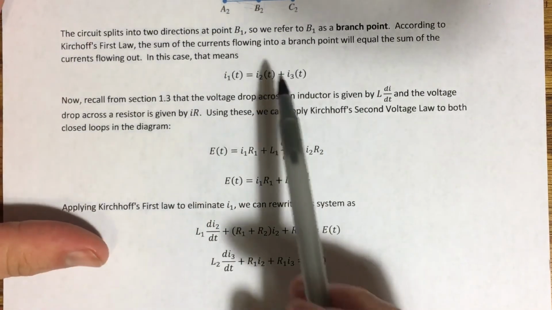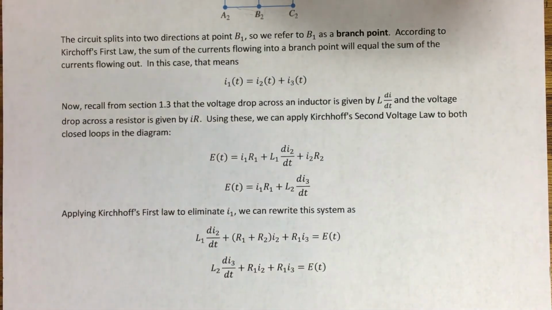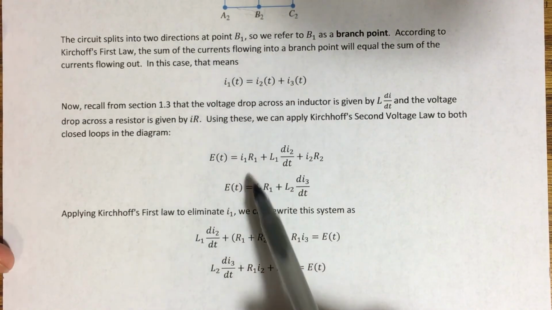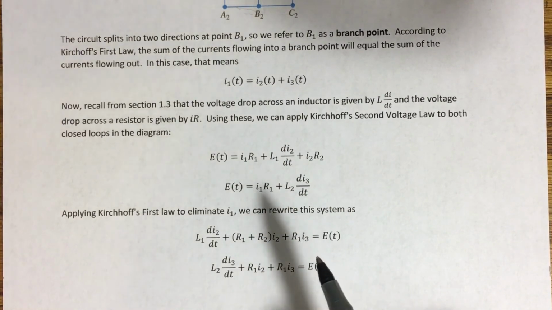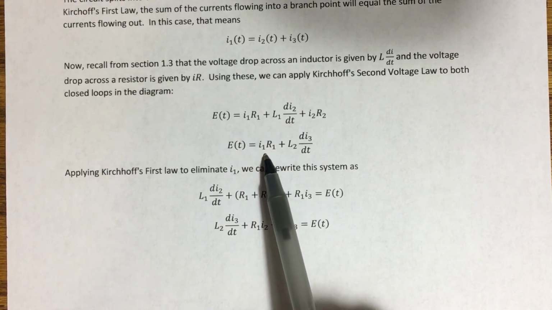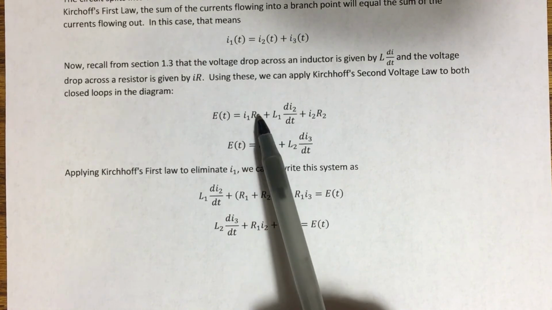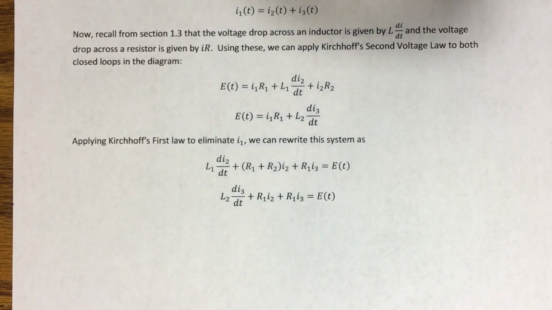But this relationship up here from Kirchhoff's first law allows us to eliminate one of those. So what we're going to do is eliminate I1 by looking for any I1s in our equations and substituting I2 plus I3. Notice that I1 shows up here and here. Substitute I2 plus I3 here, I2 plus I3 here. Distribute that R1 in and then regroup everything. We end up with these 2 equations.